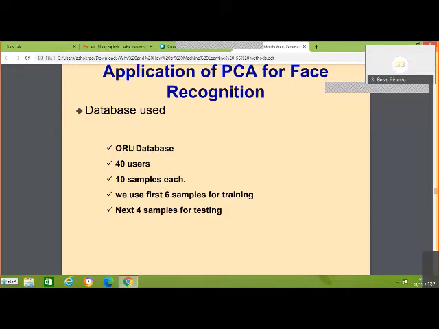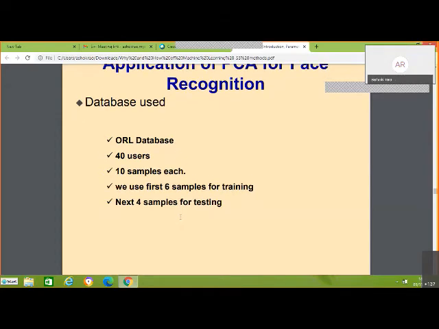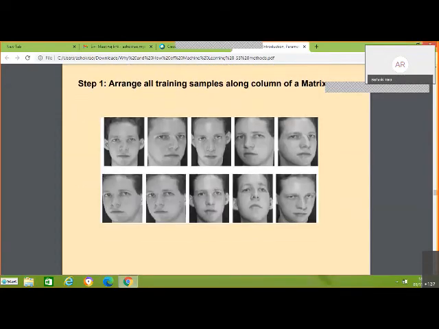What I have used is the international database called ORL. It has 40 users. We have used 10 samples of each. Of that, we use the first 6 samples for training and the remaining 4 for testing. This is how it is.